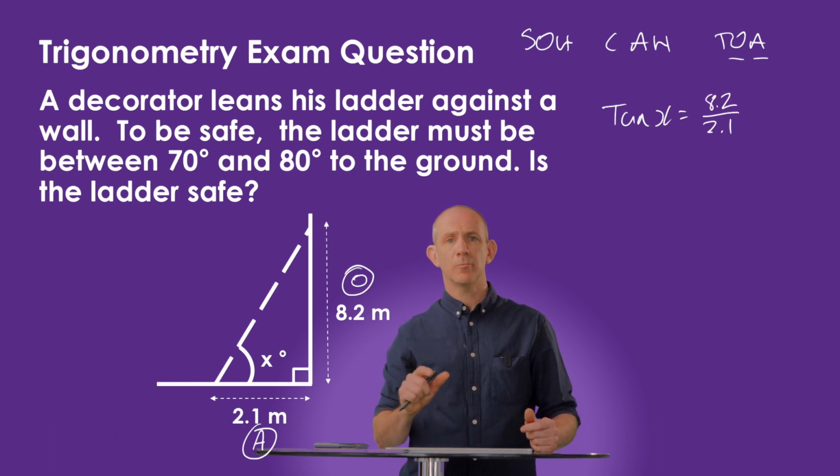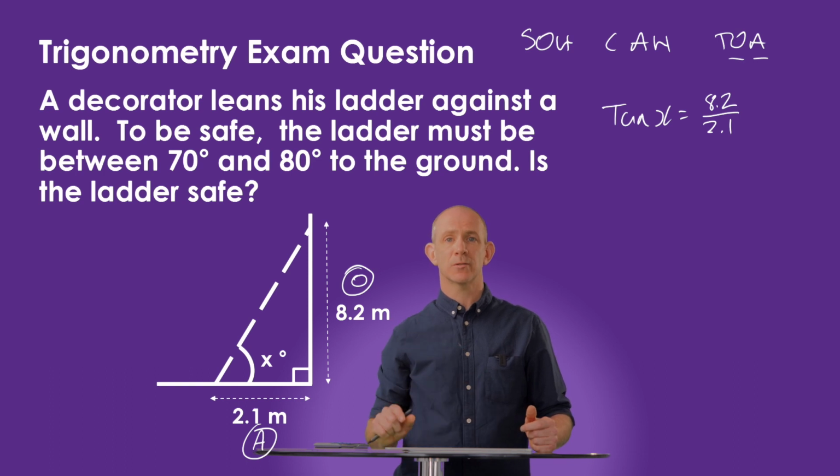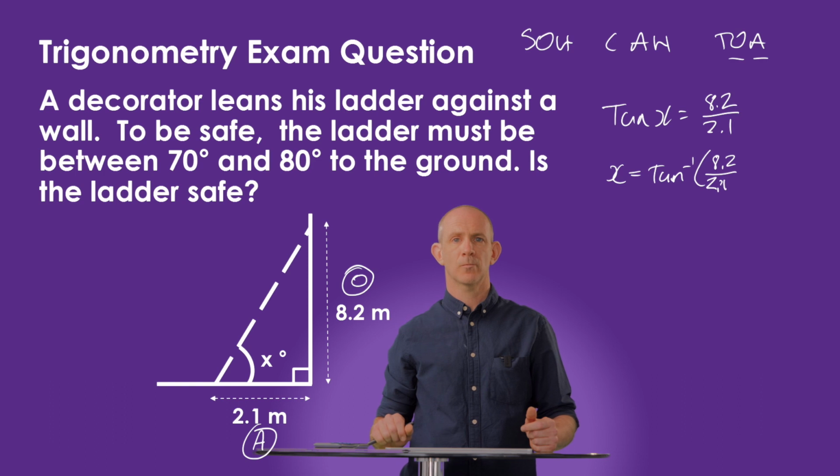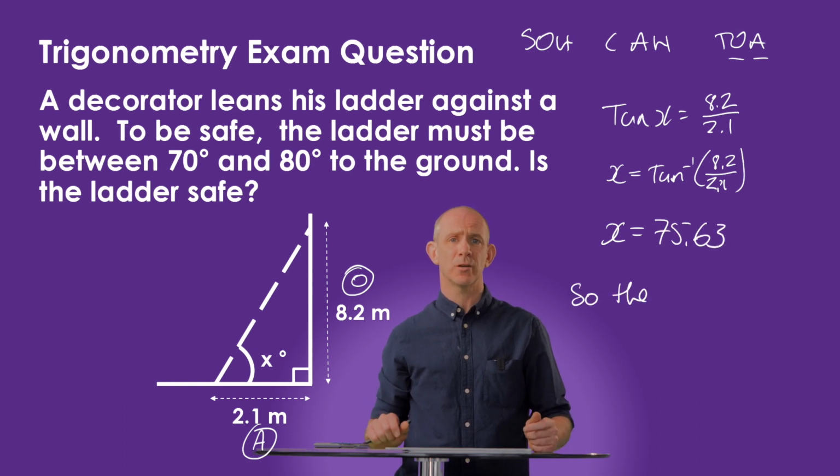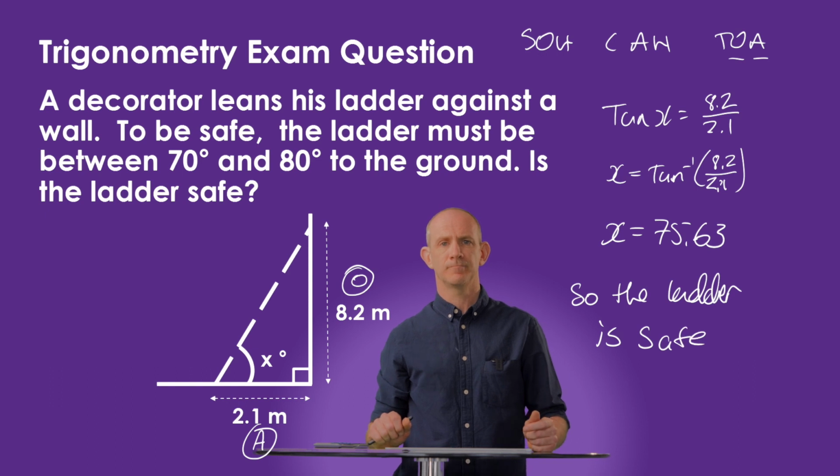I'll get x on its own by multiplying both sides by the inverse of tan to get x equals the inverse of tan, open brackets, 8.2 divided by 2.1, close brackets. If we put this into the calculator, we find that the angle is 75.63. As this would mean that the ladder is roughly 76 degrees, we can say that the ladder is safe.